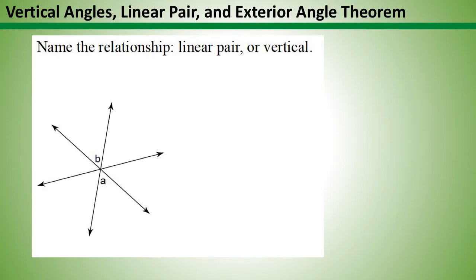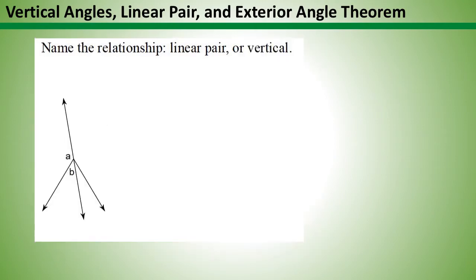Okay, on this one, we see that A and B are across from each other when two straight lines intersect. These would be vertical angles. And then these two, we notice that A and B are right next to each other and they form a straight line. This would be a linear pair again.